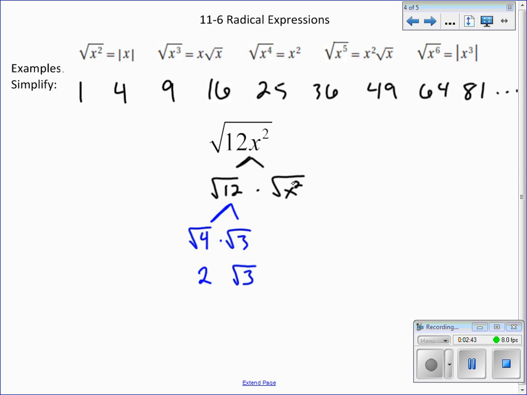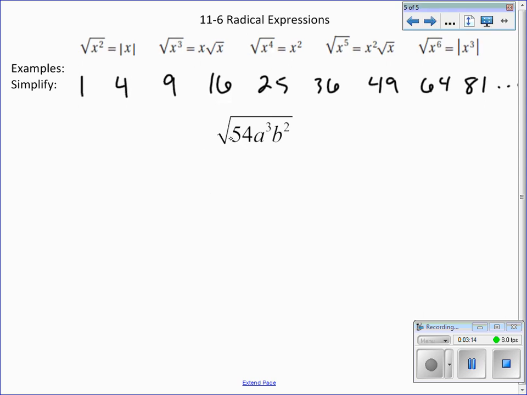Now we need to simplify the square root of x squared. Well, for that one we need to look to our cheat sheet. As you can tell, the square root of x squared is just x. So then we're going to pull that in. We always write any single variables or integers out in front of the square root sign, so we'll end up getting 2x radical 3.